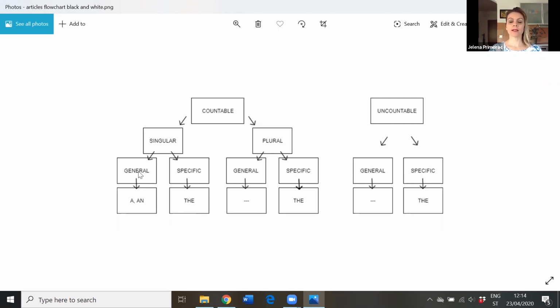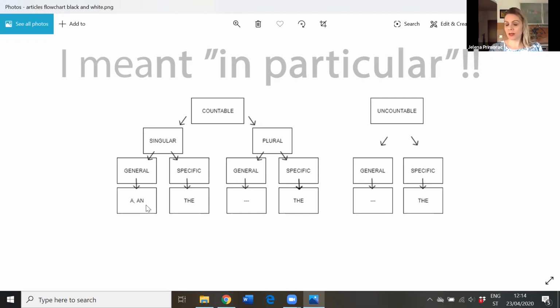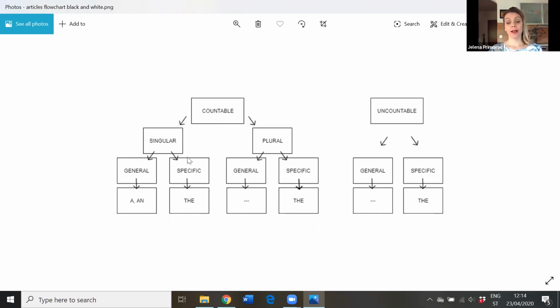After that, you ask, is it general or is it specific? You know this part. You might not know this whole overview, but you get that. The first time you mention something, when it's general, when the person you're speaking to doesn't know which thing you're referring to, or when you're not referring to any one in general, then you use a or an. If your noun is countable, singular, and specific, we use the.